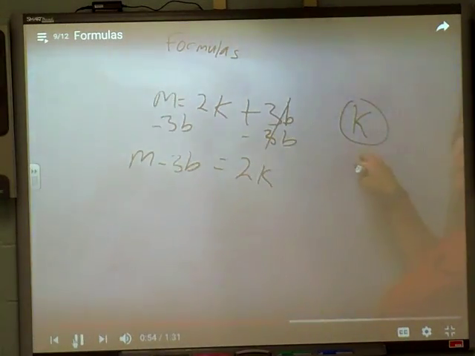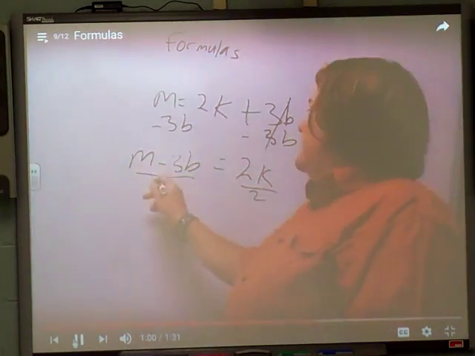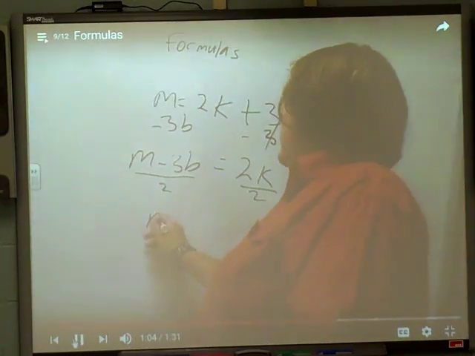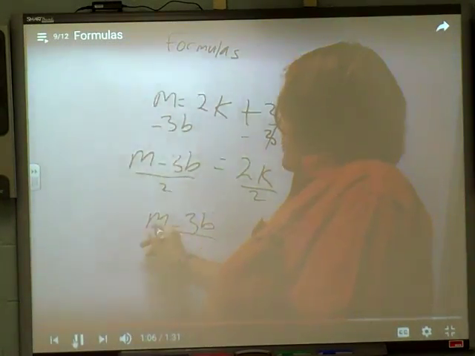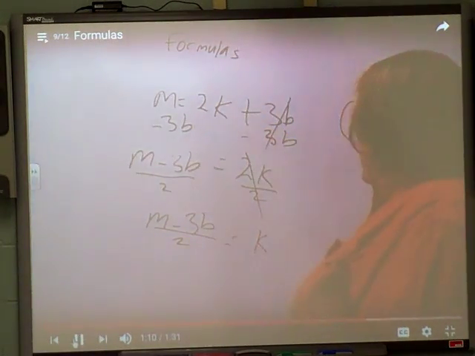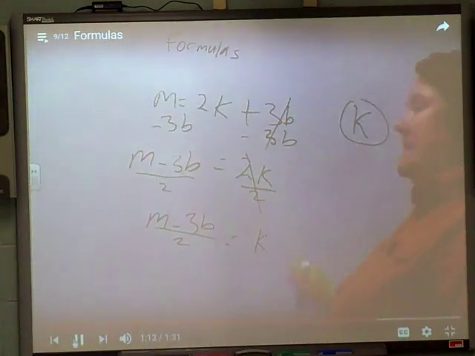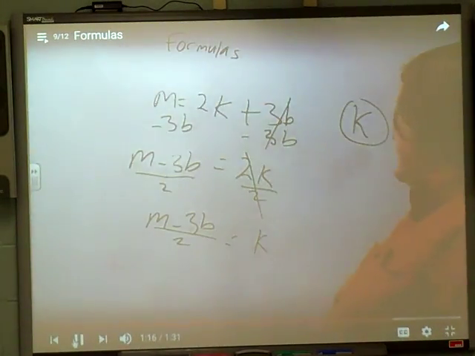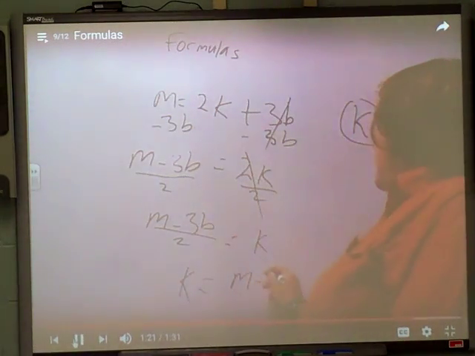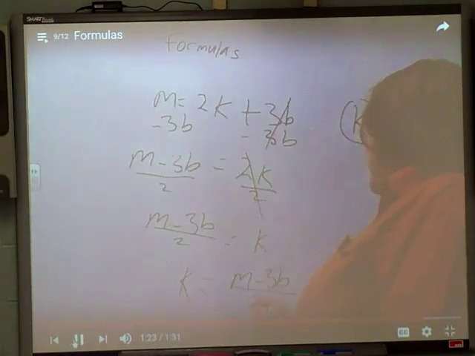Now I'm trying to get the k all by itself, and it's got a 2 in front of it. It means it's being multiplied by 2. So I'm going to undo that by dividing by 2. So over here, what's m minus 3b divided by 2? It's m minus 3b divided by 2 equals, over here my 2's canceled out, k. Am I done? Have I solved it for k? Yes. Some people like to rewrite it with the variable that they solved for first. So you could rewrite it and say k equals m minus 3b all over 2.